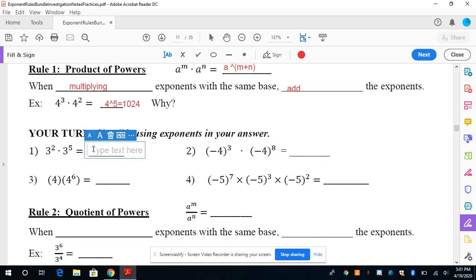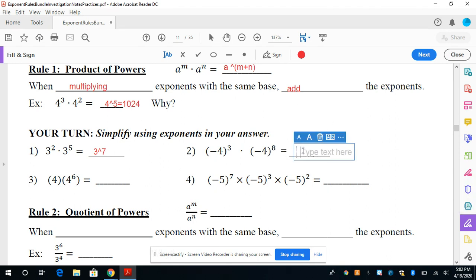All right, your turn. Simplify using exponents in your answer. So again, 3 to the second times 3 to the 5th. Add the exponents because they have the same base. So 3 to the 7th. And again, if you're writing it on your paper, use just the exponent. I don't know how to put an equation on here. Don't see where I could do it.